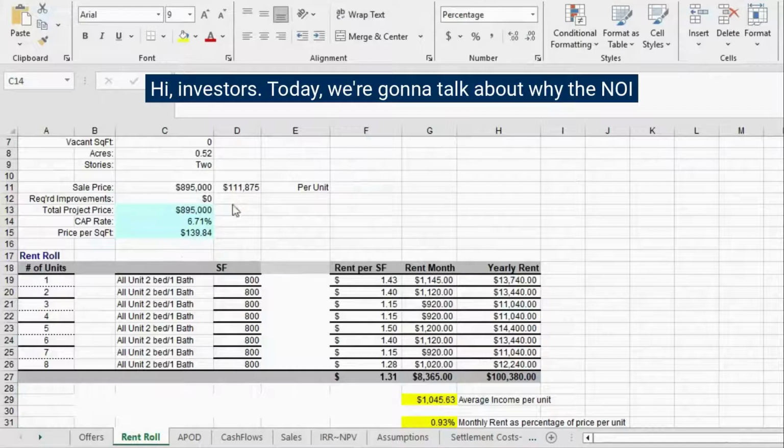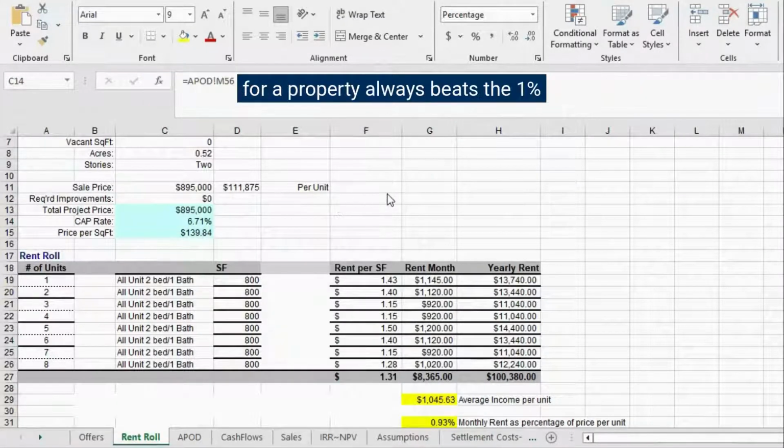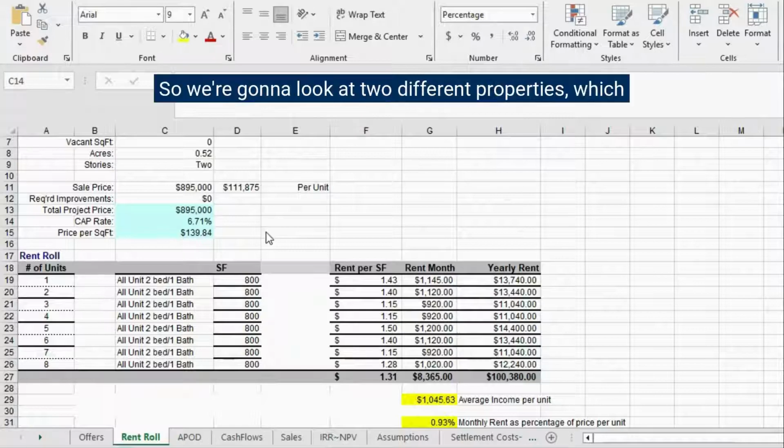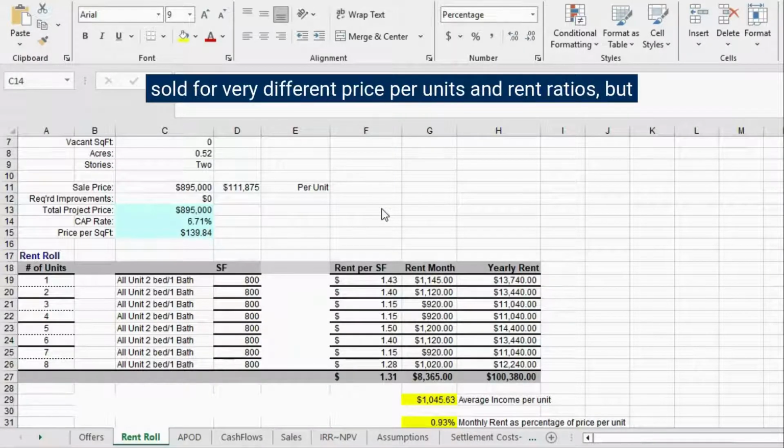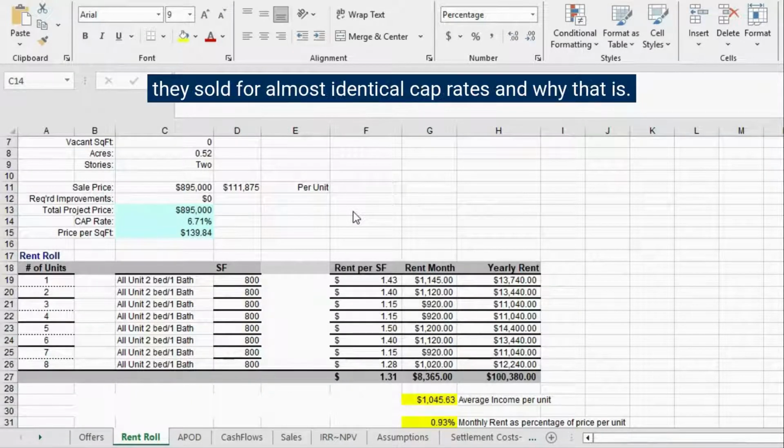Hi, investors. Today we're going to talk about why the NOI for a property always beats the 1% rule or the price per unit rule. So we're going to look at two different properties which sold for very different price per units and rent ratios, but they sold for almost identical cap rates, and why that is.